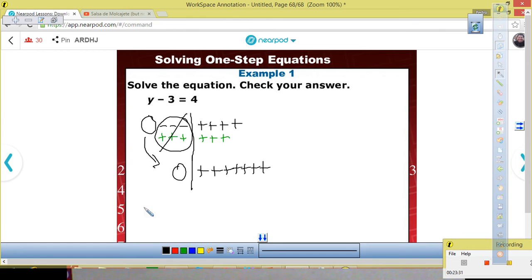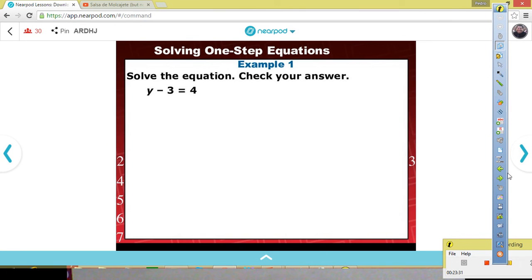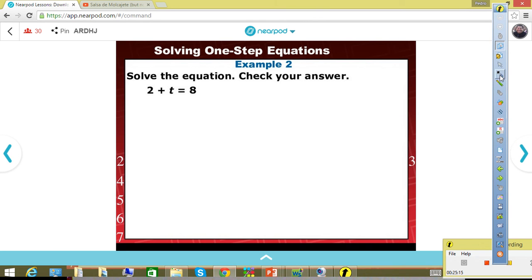How are we doing? All right? Okay, let's do another one. Copy this next one, please. Example 2. Solve the equation, check your answer. We got 2 plus t equals 8. Let's do this one together. Here we go.